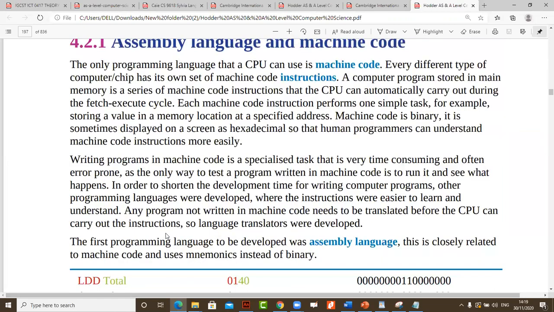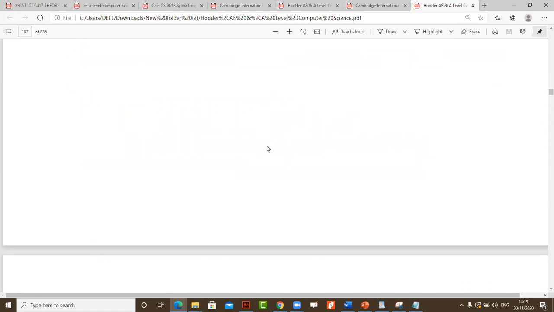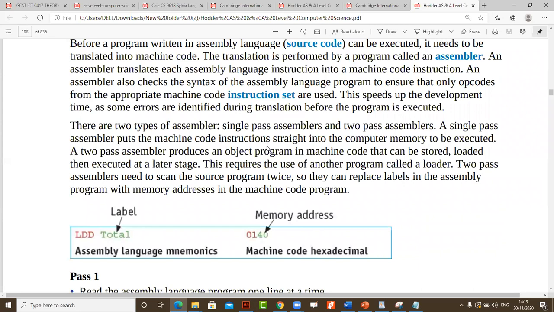So this is what we have. If we have LDD total, this is what we call the opcode. This is the command, the instruction that we're giving. This is the operand. And this is the machine code in hexadecimal. It will look like this.